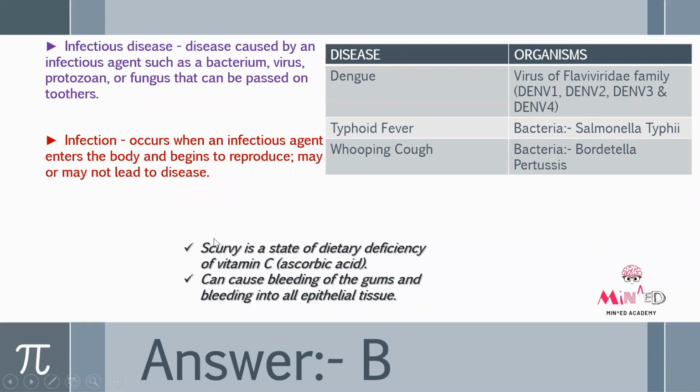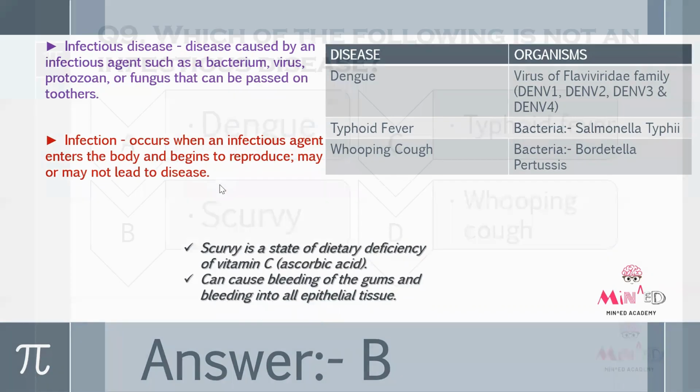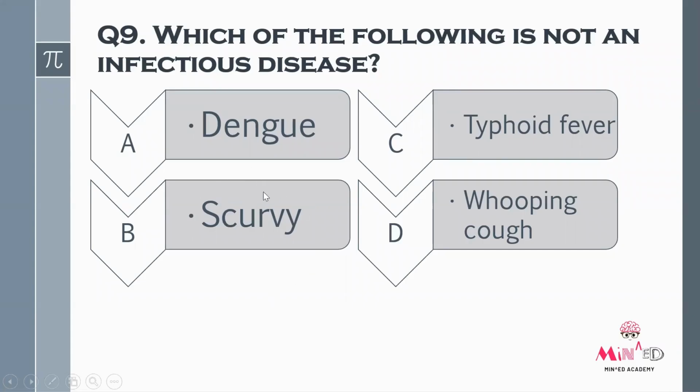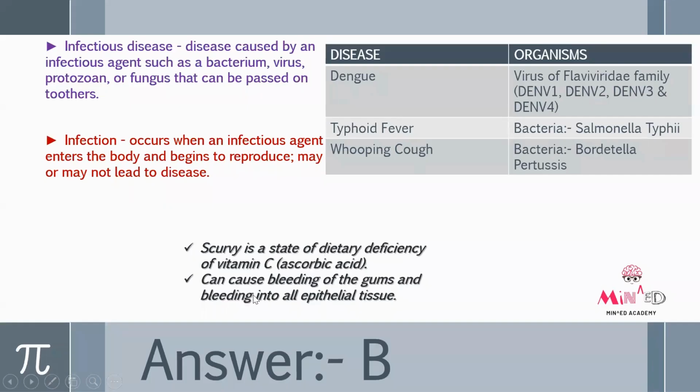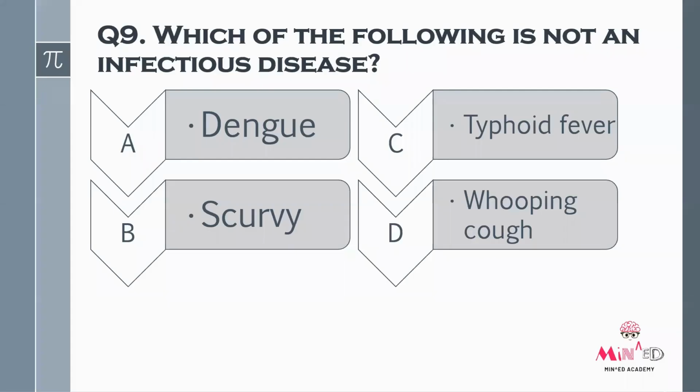But scurvy, that is answer B, it is a state of dietary deficiency of vitamin C and can cause bleeding of the gums and bleeding into all epithelial tissue. So as we discussed, only scurvy is the one which is not caused by any infective agent, okay, because it is just a deficiency of vitamin C. So answer for question 9 will be B, scurvy.